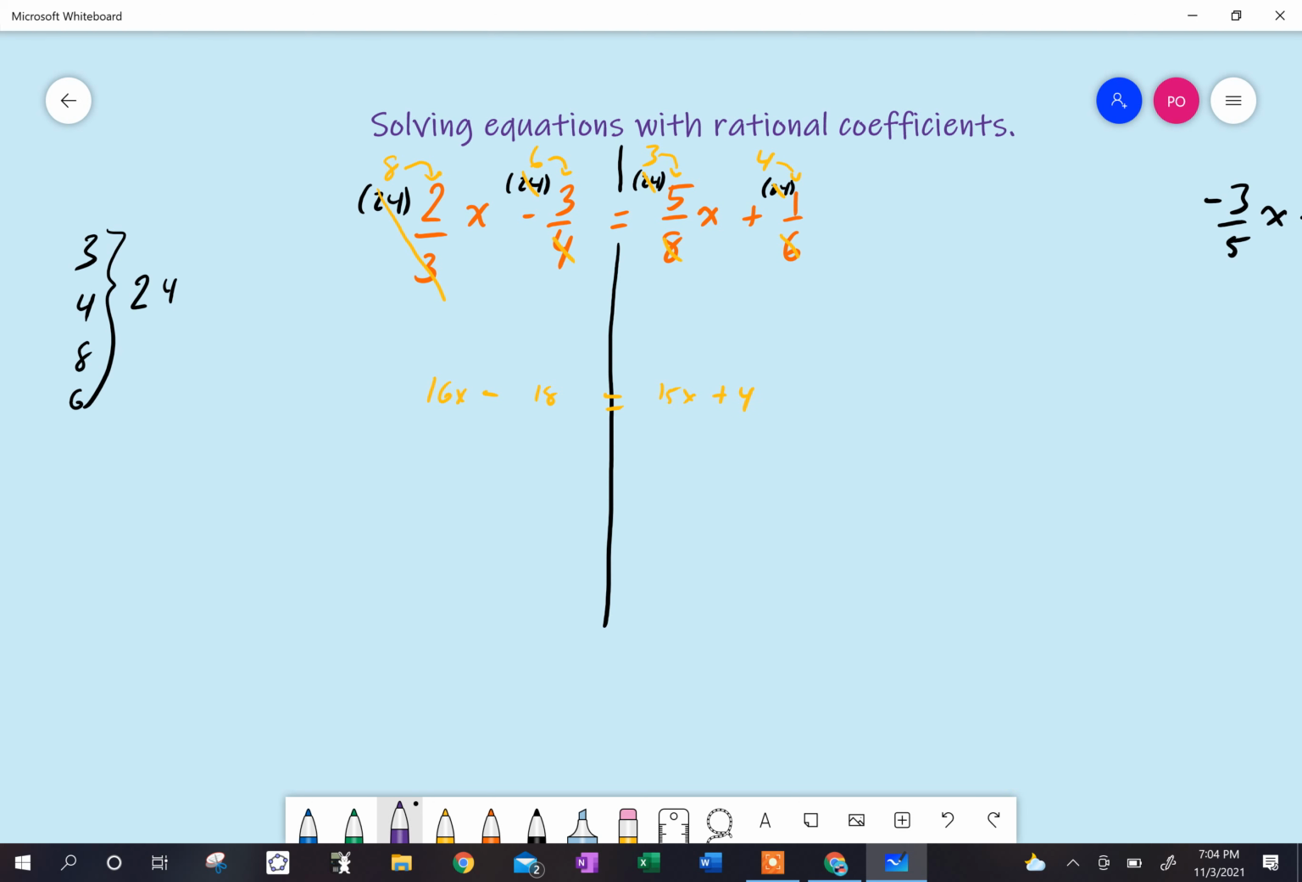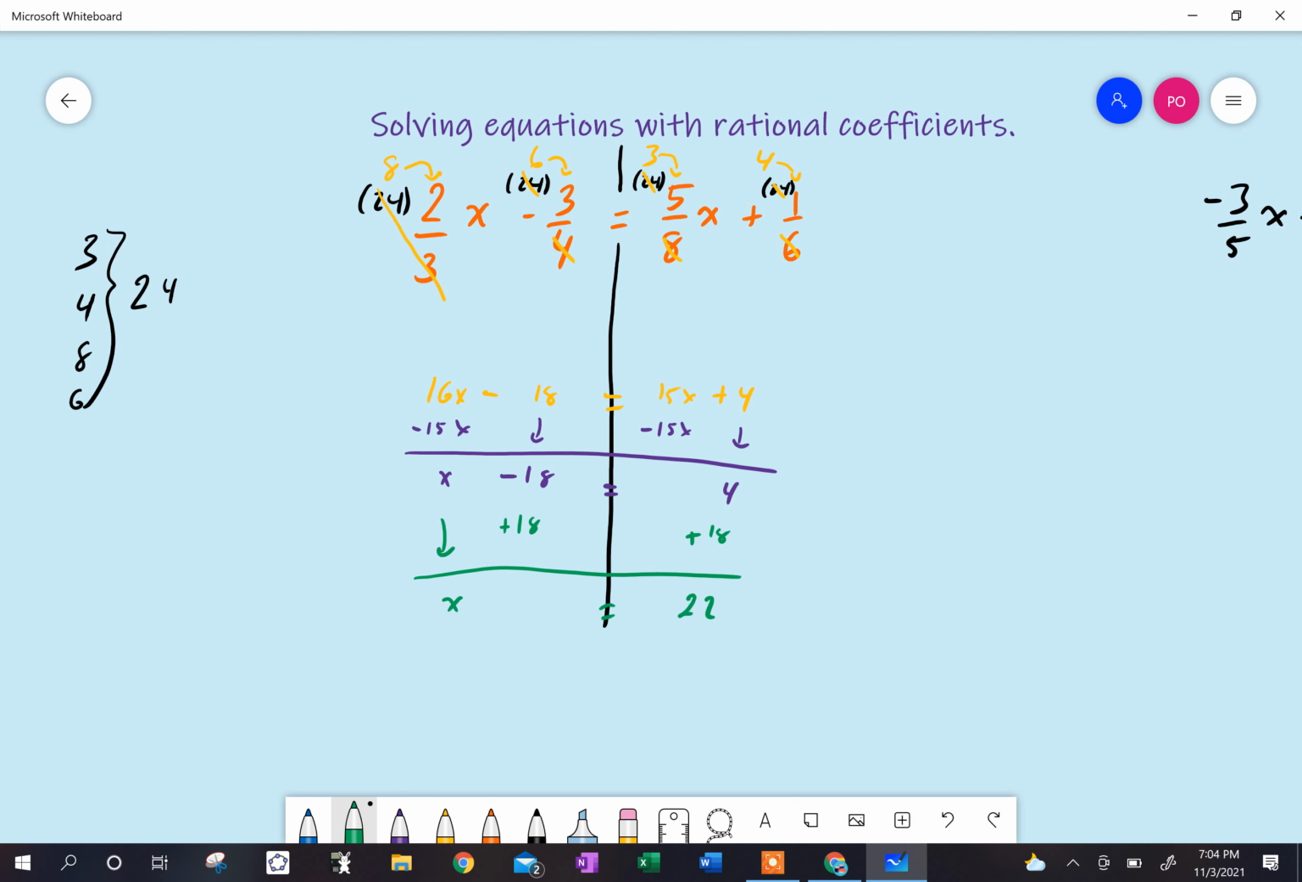Now what we have is a basic multi-step equation. I'm going to move my smaller variable term to the other side by subtracting or adding the opposite. So this gives me 1x minus 18 is equal to 4. I'm going to add 18 to both sides. And when I do that, I'm left with x equals 22.